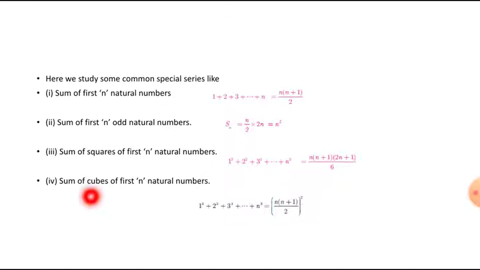And the other one is the sum of the cubes of the first n natural numbers, that is 1 cube plus 2 cube plus 3 cube plus up to n cube. The formula is n into n plus 1 divided by 2, the whole square. So this is the value of the sum of the first n natural numbers, n into n plus 1 by 2, squared. These are the special series which we will go through in this video.